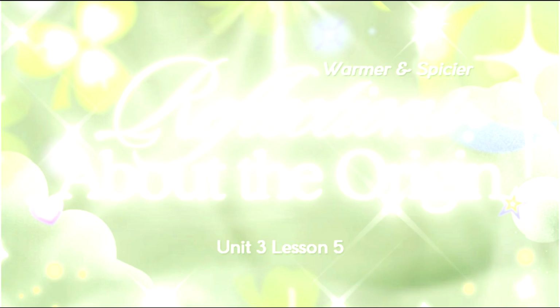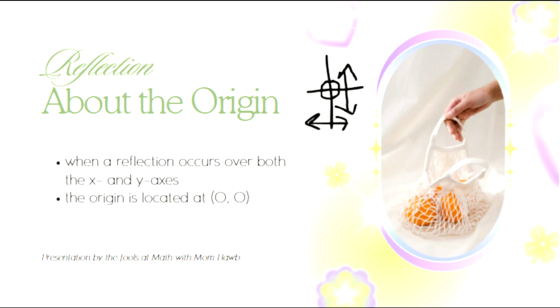Yay! This is Unit 3, Lesson 5, Reflections about the Origin. A reflection about the origin is when a reflection occurs over both the x and y axes. So it's going both side to side and up and down, and reflecting about the origin. The origin is located at (0, 0), which is right in the middle of your graph.